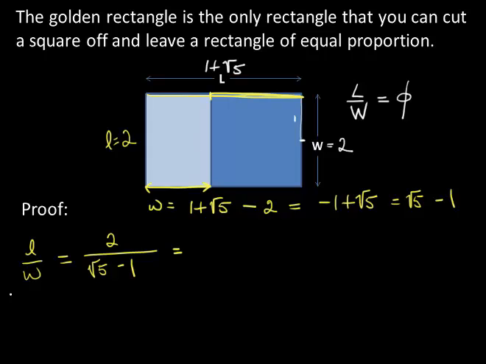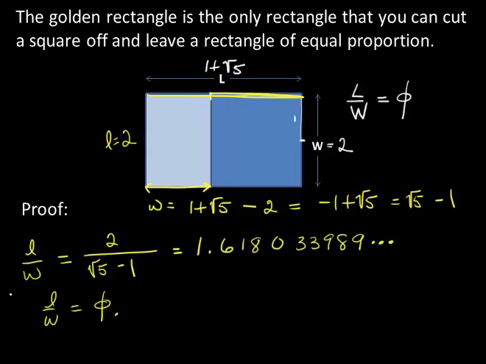And this is what I got in my calculator: 1.618033989. I know that my calculator only goes out to 10 digits, so this is what I got. It's close enough for me, so we will say that the length over the width, the little l over the little w, the length and width of the smaller rectangle after cutting off the largest square possible is indeed phi, and therefore we proved it.